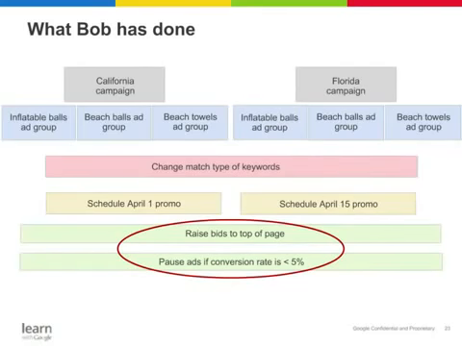Now that Advertiser Bob has set up his automated rules, he's finished with the tasks for today. Keep in mind that these are just a few of the ways that you can use automated rules. For more examples, please visit the Common Ways to Use Automated Rules article in the Adwords Help Center. You'll find this link in the resources. Next up, Katie will recap.